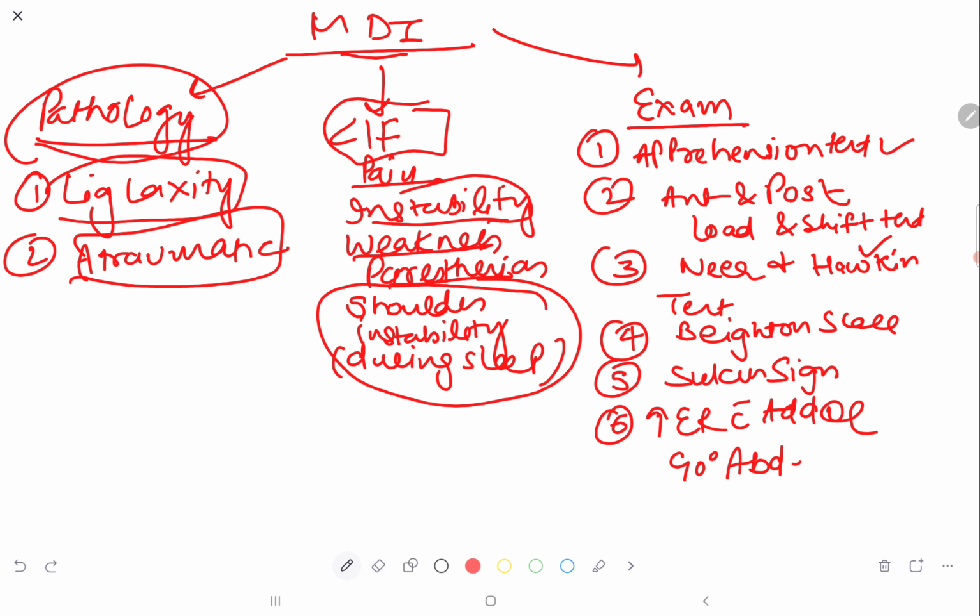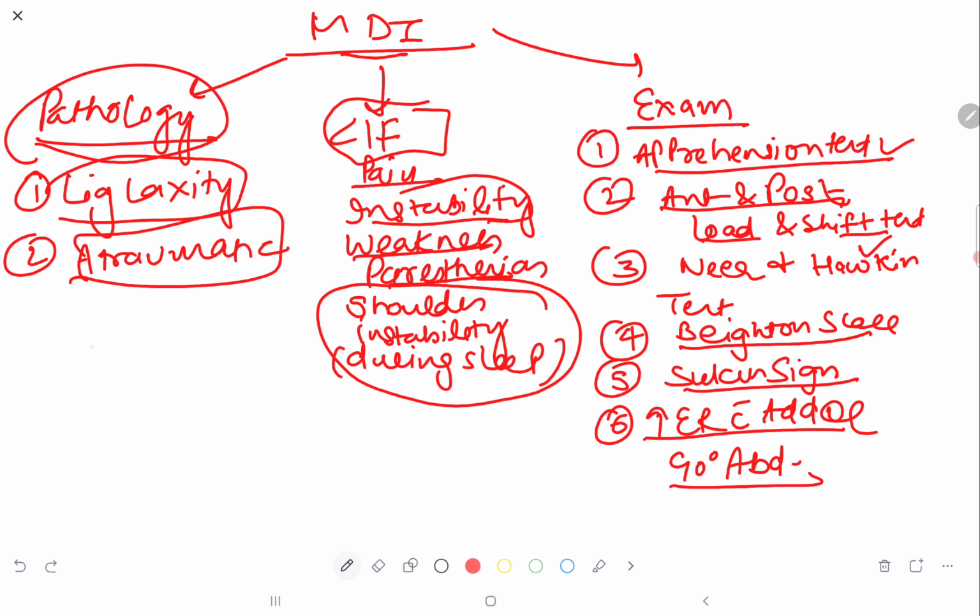On examination, you can see apprehension test positive, anterior and posterior load and shift test positive, Neer and Hawkins test positive. You can calculate the Beighton score. Sulcus sign, you can see the sulcus sign. Increased external rotation with adduction or 90-degree abduction. You can also check these.